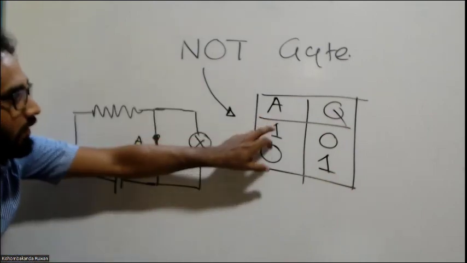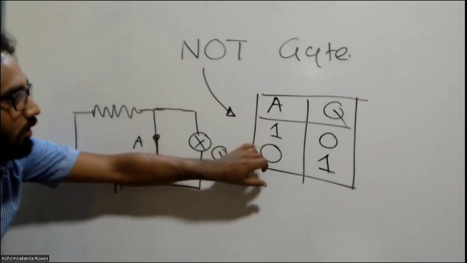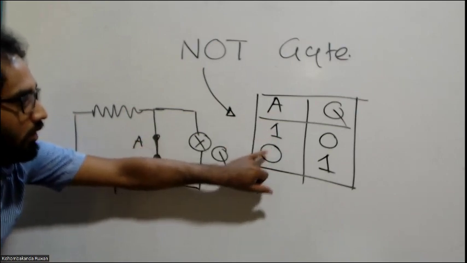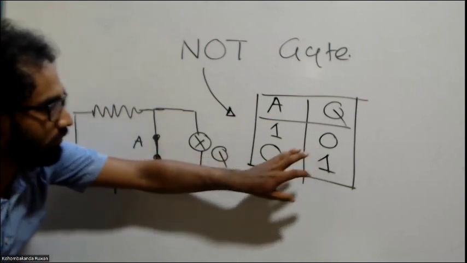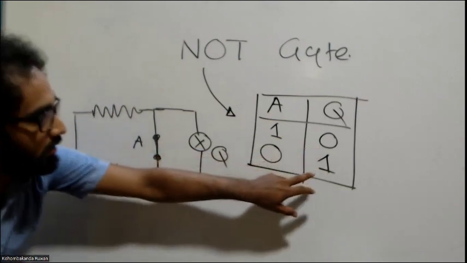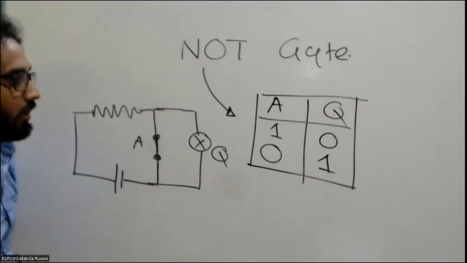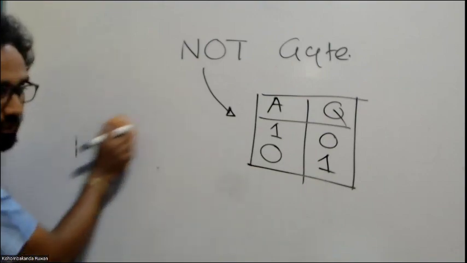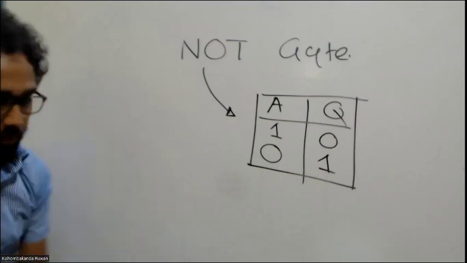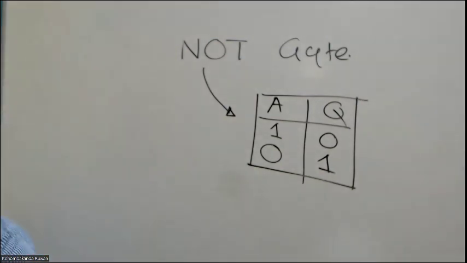That is A, either 1 or 0. If you input 1, the result will be 0. If you input 0, the result will be 1. This is the symbol for the NOT logic gate. I will draw this one. This is the NOT logic gate.